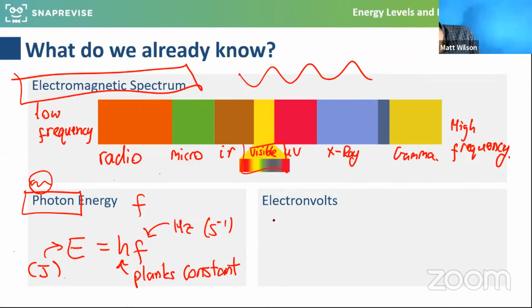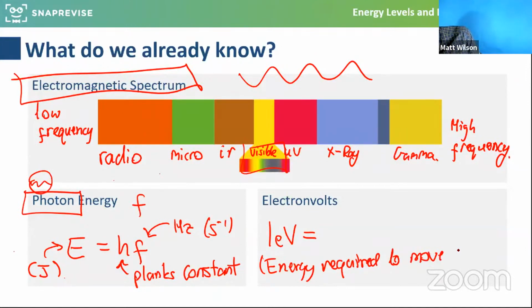One electron volt is one particular unit of energy, and it is the energy required to move 1 electron through a potential difference.